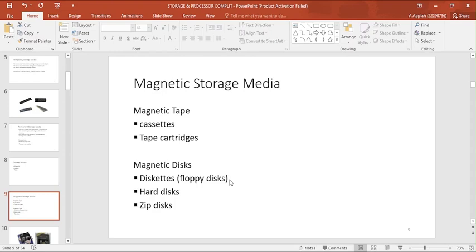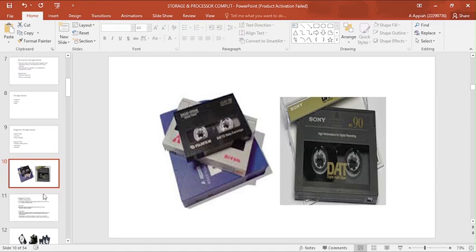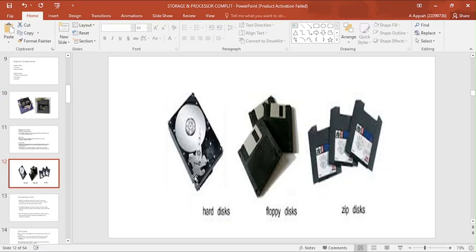These are quite old, quite obsolete. We don't have it in the system these days. Under magnetic disks, we can also talk about hard disks, and then we can also talk about zip disks. So pictures of them can also be found. These belong to the magnetic tape, the cassette and tape cartridges, and these pictures also belong to the magnetic disks. We have the floppy disks, the hard disks, and we have the zip disks.